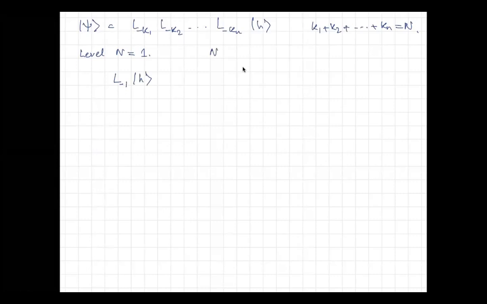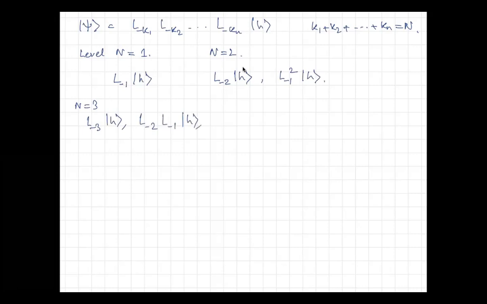So N equal to 2 would mean what? N equal to 2 would mean you could have a state like L minus 2 acting on H. But you could also have something which is L minus 1 squared acting on H. So N equal to 3, what could that be? It could be L minus 3 acting on H. It could be L minus 2, L minus 1 acting on H, or it could be L minus 1 cubed acting on H, right? So all of these three things are allowed. Similarly, so you see here, this is 1.